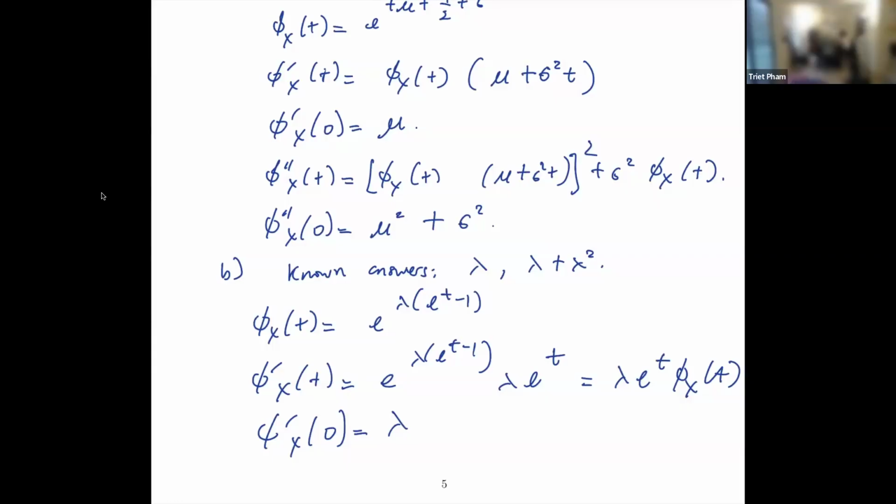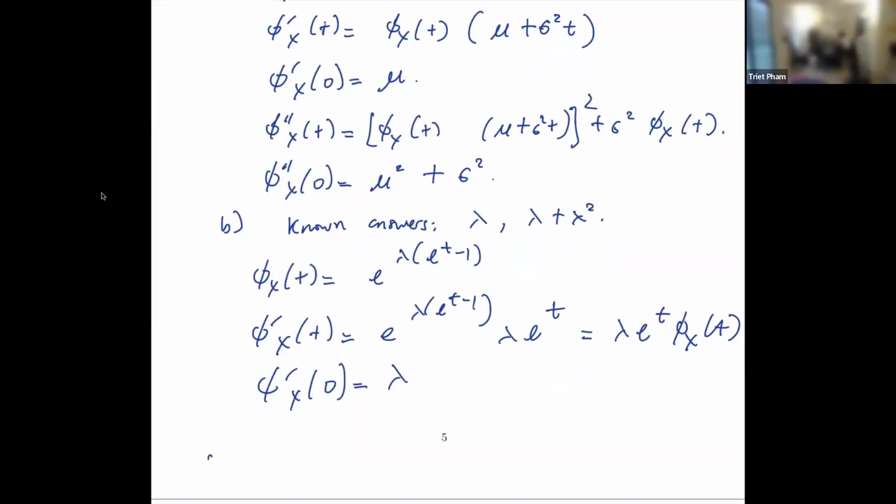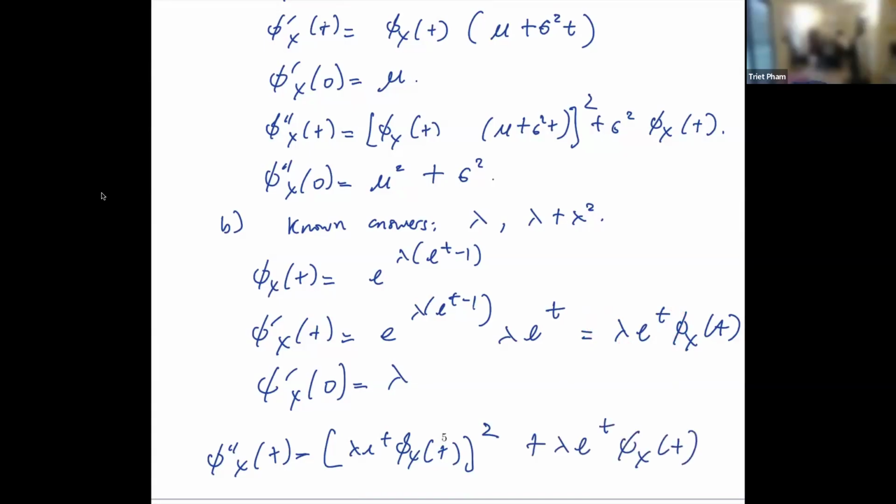Okay. What about the second derivative? Here we can use the same structure as before: if we differentiate this, then we get the same answer as this one. So it will be this upon itself, which is lambda e to t phi sub x of t, the whole thing squared. That's differentiating this. And then differentiating this, of course, you use just lambda e to t.